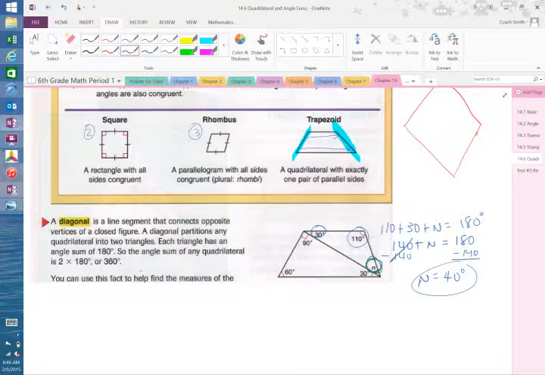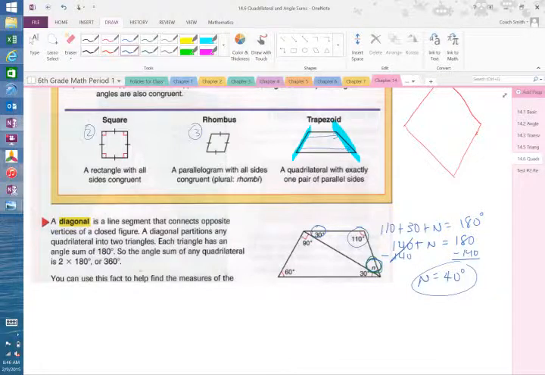Okay. So, fairly simplistic. The other way you could have done it, which is a little harder, you could have taken 110, 30, 90, 60, 30 and added those up together and subtracted that from 360. And you would have the same answer.